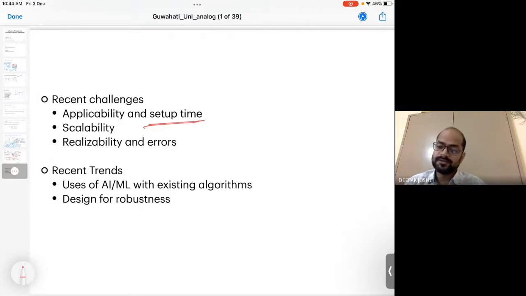Why is it so? Because in the genetic algorithm, mutation has to be considered, and then crossover has to be considered, and the number of generations has to be considered. And the representation into the digital, in the genetic form, is also important. So the applicability and setup time is an important challenge, an important aspect in selecting the optimization algorithm in the case of analog circuit optimization.